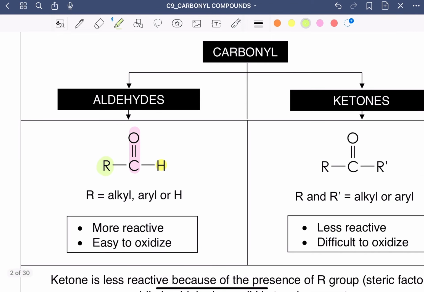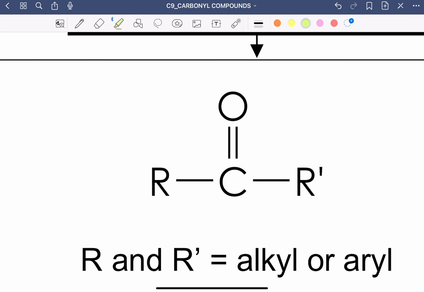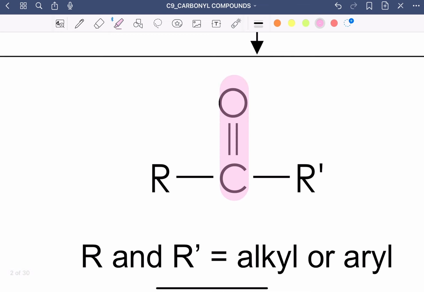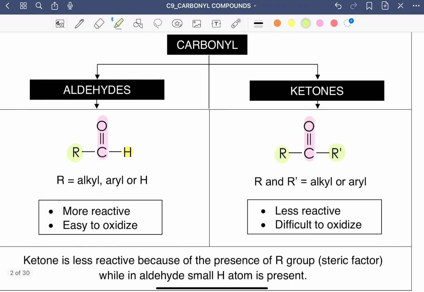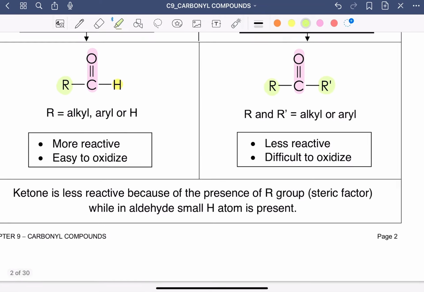And then for ketones, as you can see here, we have the carbonyl group C double bond O, but this carbon will attach to alkyl groups. So this is an alkyl group and this is an alkyl group. Aldehyde is more reactive and easy to oxidize. Ketone is less reactive and very difficult to oxidize. I have touched on this when we learned about oxidation of alcohol.